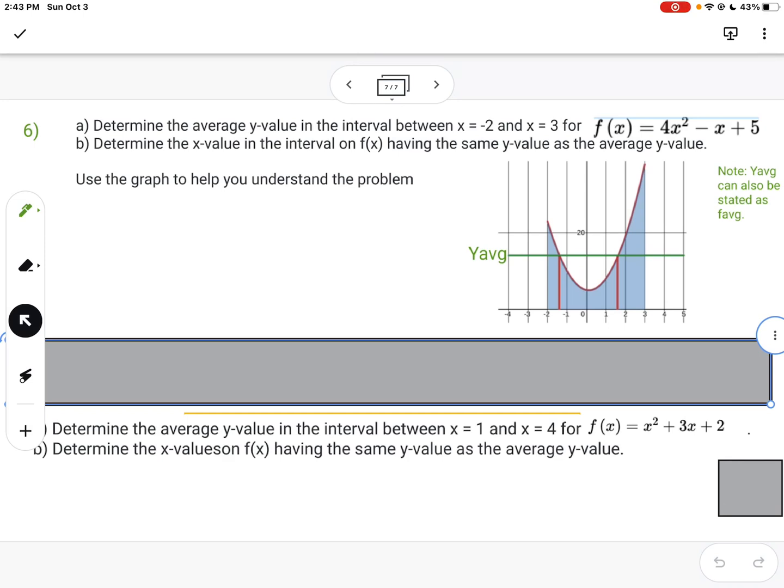Okay, folks, so good luck in doing this. Really important idea, average Y value, and a really great application of area under the curve or integral calculus. Good luck.